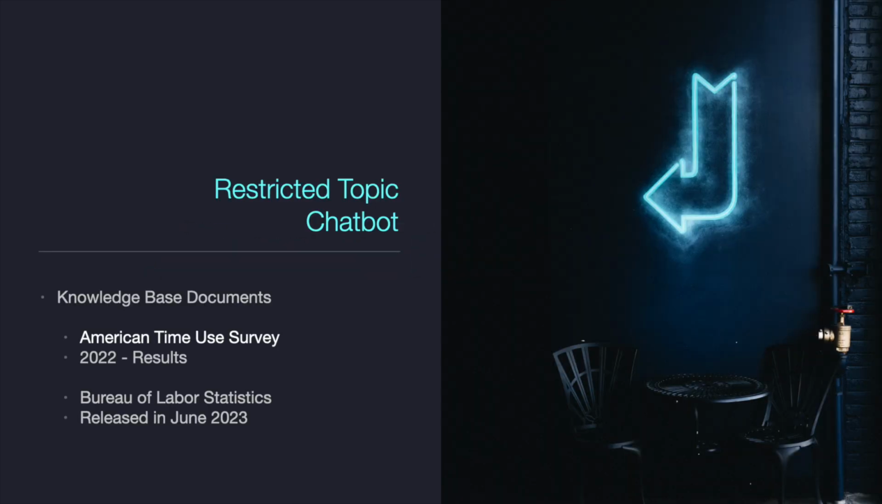So we will create a chatbot that is programmed to provide information only about one subject. In this case, it's about the 2022 American Time Use Survey provided by the Bureau of Labor Statistics. It shows how much time was spent working and where, like home or office, how much time was spent doing household activities, engaging in leisure and sports activities, as well as providing childcare.